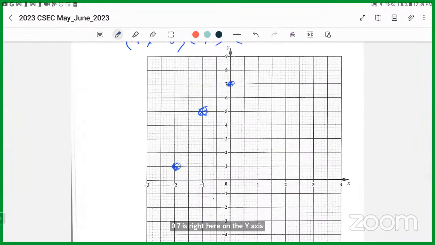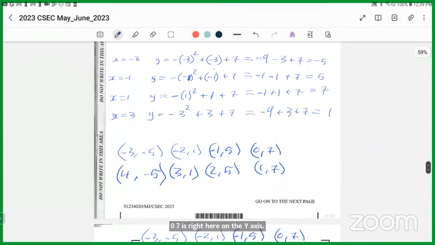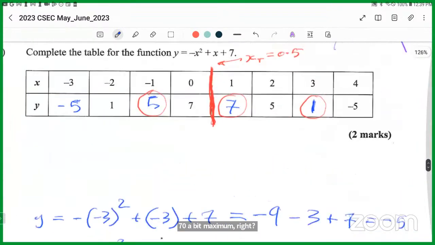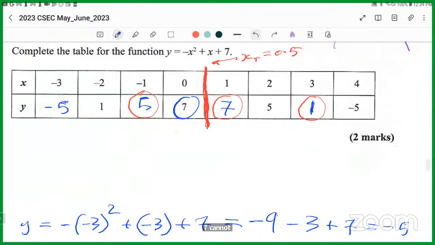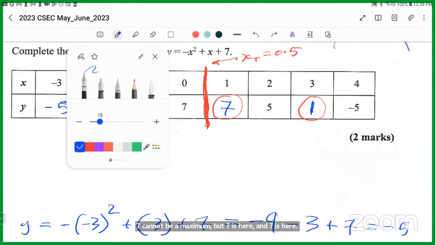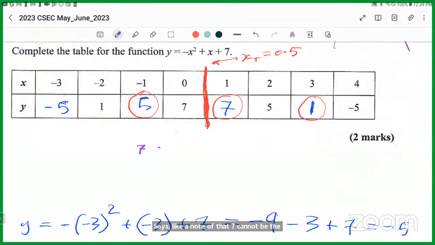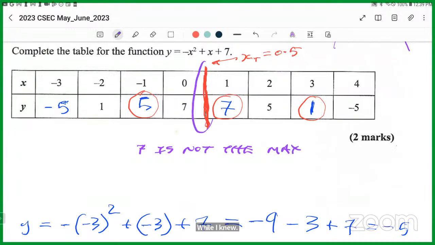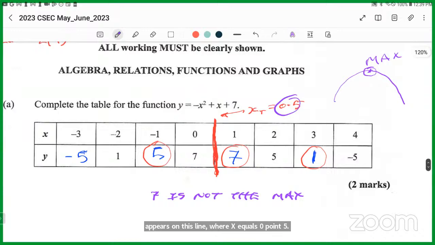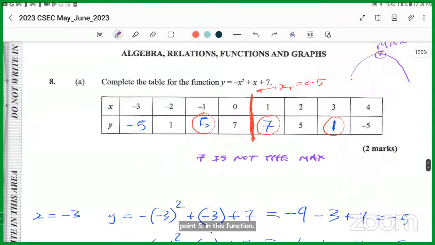So remember in this question, 7 cannot be the maximum, but 7 is here and 7 is here. So let's make a note of that. 7 is not the maximum value. The maximum value can only appear at one point, and it appears right on this line where x equals 0.5. So you can actually work it out by plugging 0.5 into this function. Let's just work it out from that.